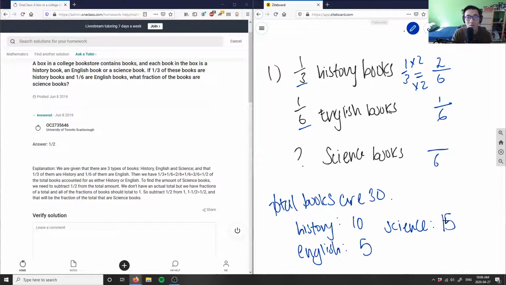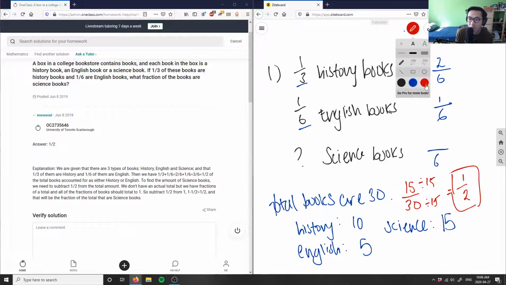But then the question's asking us what it is in a fraction, right? So I have 15 over 30 here. If you reduce it, you can divide both the numerator and the denominator by 15, and you're going to get 1 over 2. And this here is your answer. Half of the college bookstore contains science books.